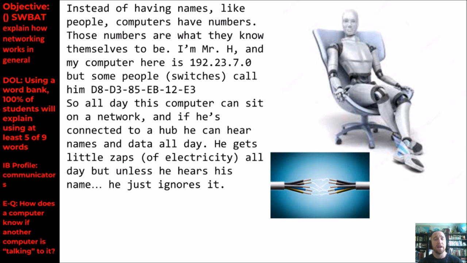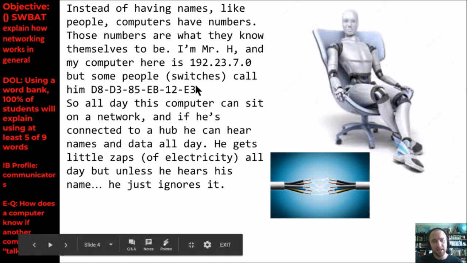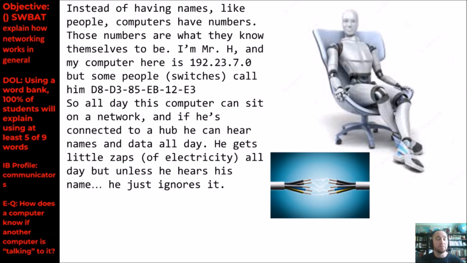So, instead of having names, computers have numbers, and those numbers are what they know themselves to be. So I'm Mr. H, and my computer here is 192.23.7.0. But some people, like switches, will call him D8, D3. You know, that's the MAC address right there, and it's a little bit longer, isn't it? So what I'm saying is computers have names like people, and they also have other names like people.